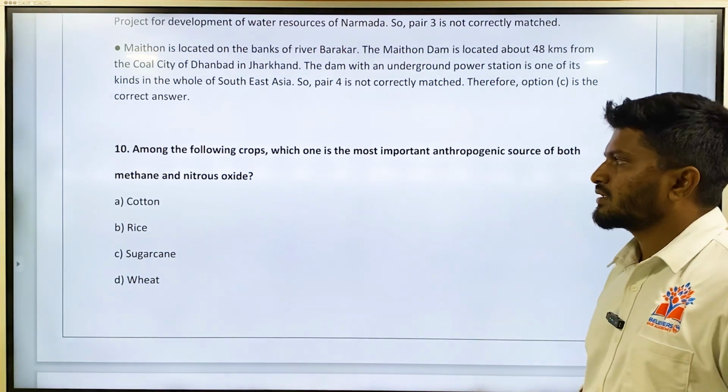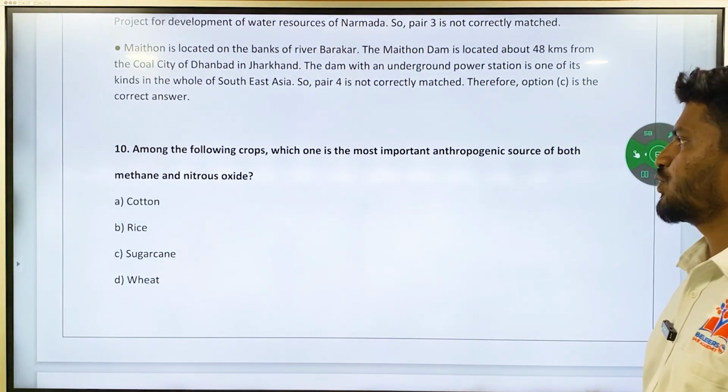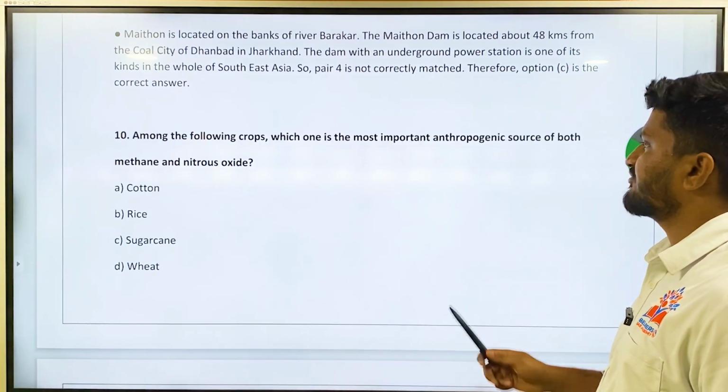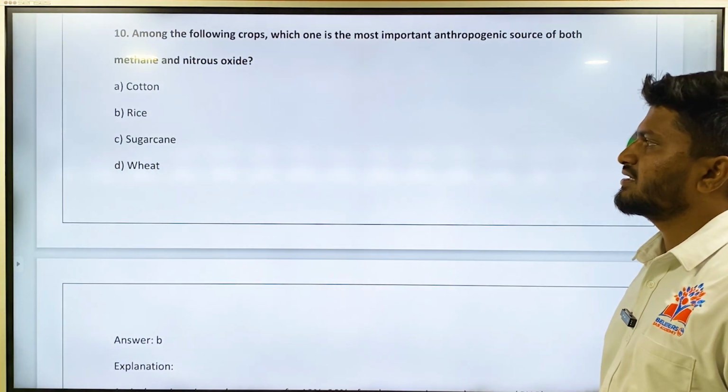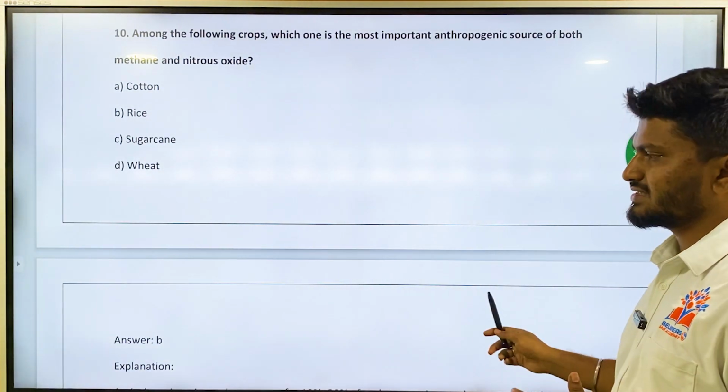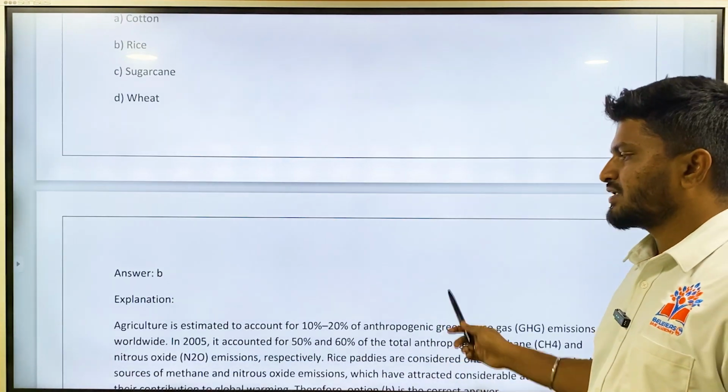10th question. Among the following crops, which one is the most important anthropogenic source of both methane and nitrous oxide? The correct answer here is B, rice. Okay, so this is an agriculture based question.